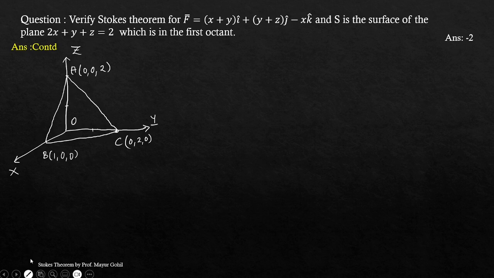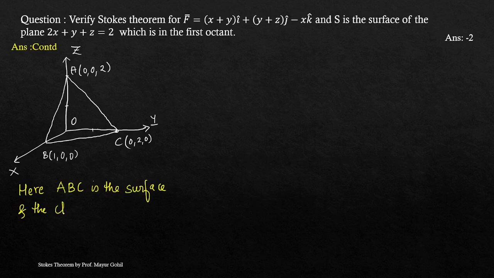Okay, so let me write down here, ABC is the surface and the closed contour is ABCA. Okay, that is the closed contour. Now we will have to take it in anti-clockwise direction. So let us take this here properly. So this will be from B to C, C to A, and A to B. This is how it will go.